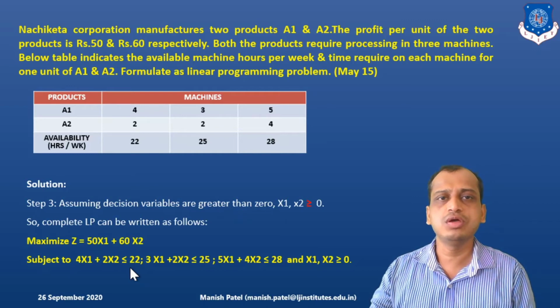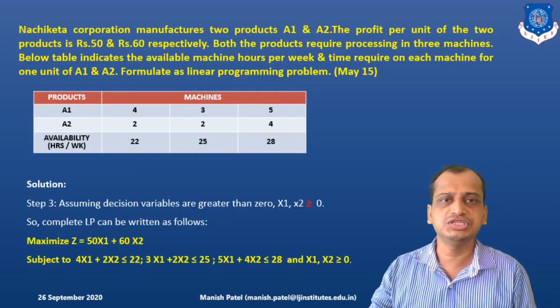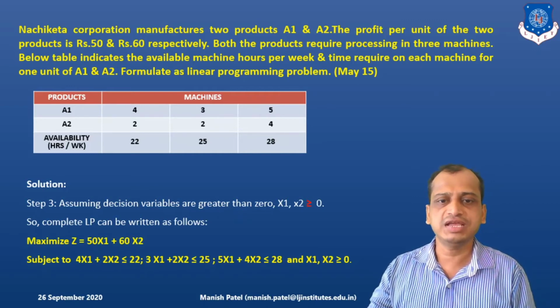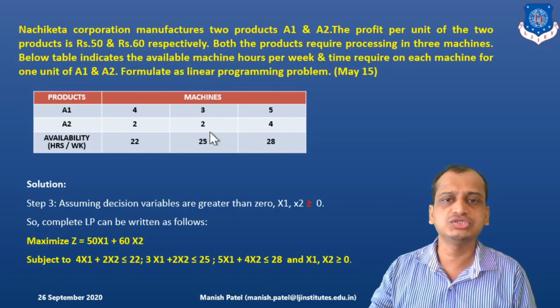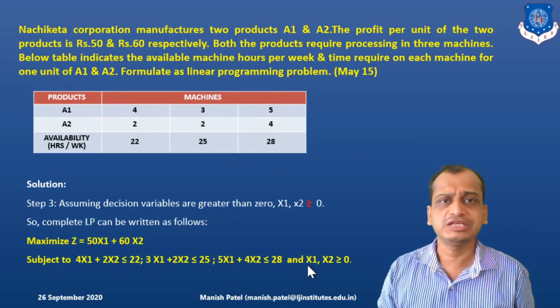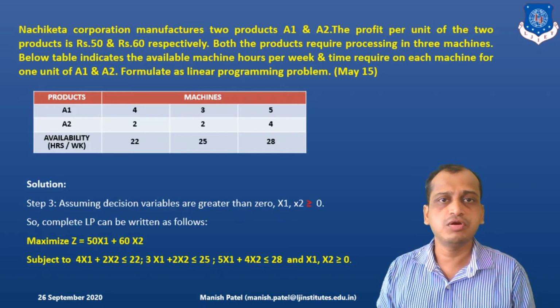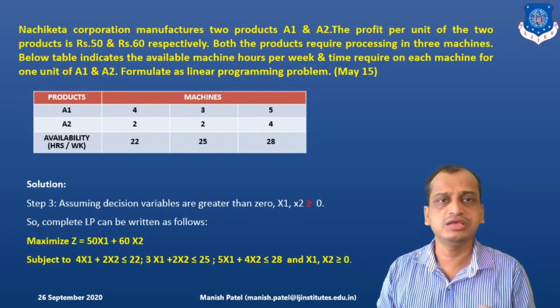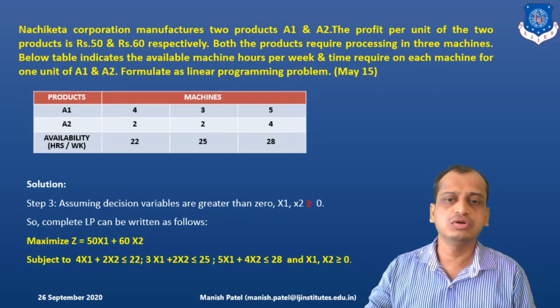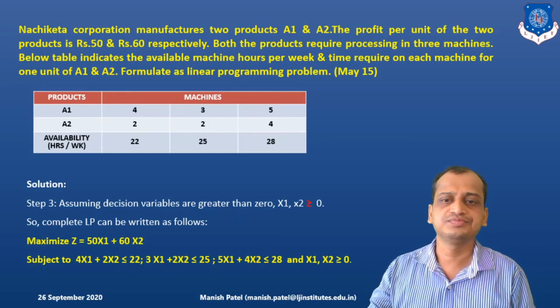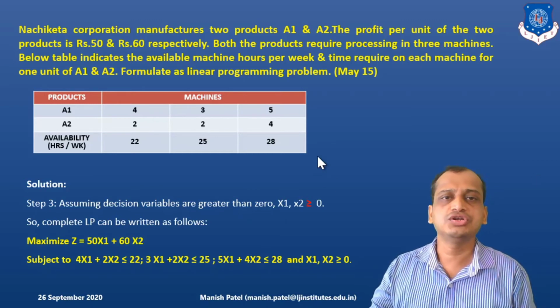Why less than or equal to? That is the maximum availability of the first machine. For the second one, it is 3x1 plus 2x2 less than or equal to 25. And for the third, 5x1 plus 4x2 less than or equal to 28. And finally, the non-negativity constraints: x1 and x2 are greater than or equal to 0, obviously, since the number of products manufactured cannot be negative. We have to add these non-negativity constraints too. So this is the formulation of the first example.